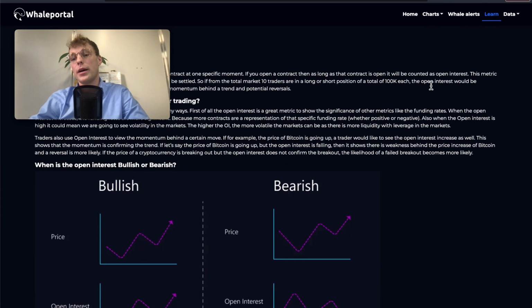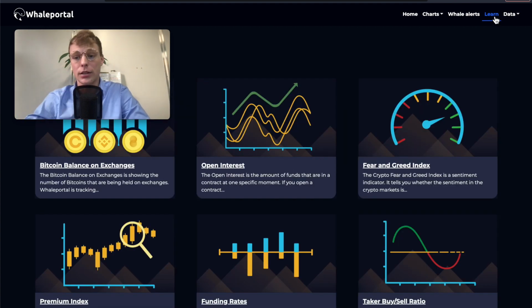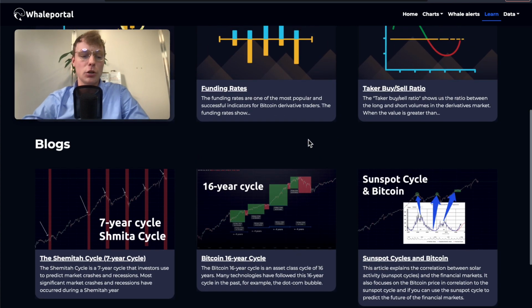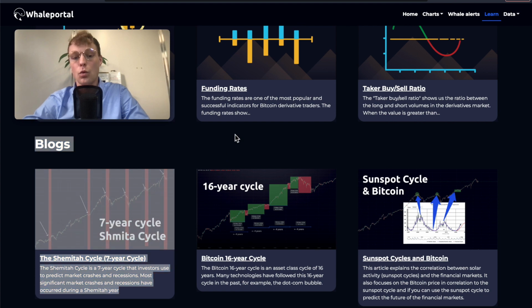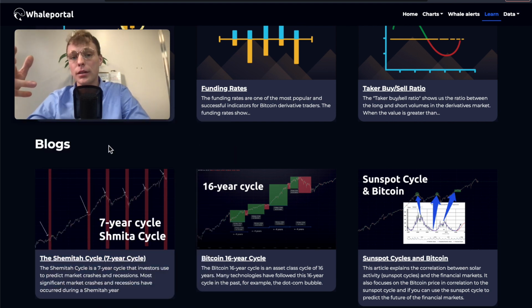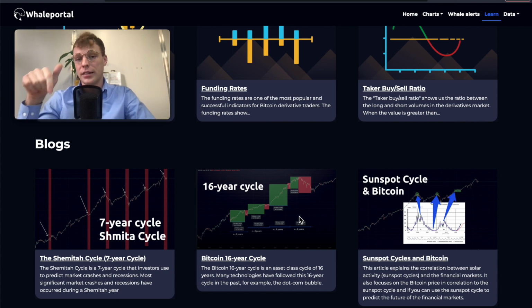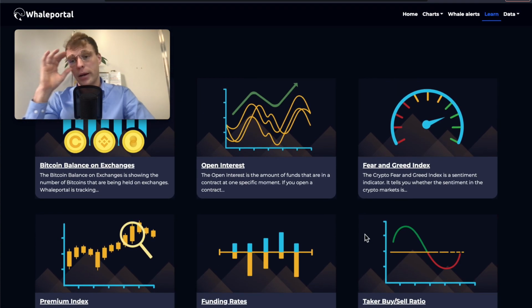So I would highly recommend every single one of you to read all of these articles over on whaleportal.com, because it will give you a better understanding of how to use these metrics, but also to read these blocks. We are often focusing on time analysis, and that is what we are doing in these blocks as well. We are talking about the Shemitah cycle, the 7-year cycle. We nailed it by actually predicting the top in the regular financial markets and in Bitcoin based on this cycle. We have a 16-year cycle, which is predicting a very bullish Bitcoin price this year, 2023. And we got the Sunspot cycle in Bitcoin, also very interesting. I would highly recommend you read that.